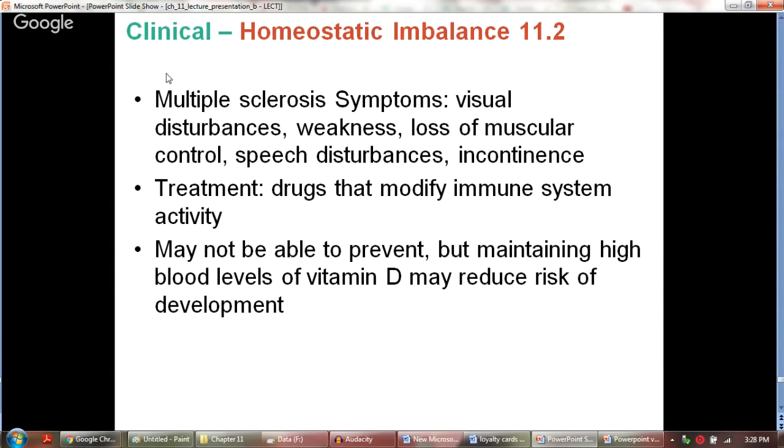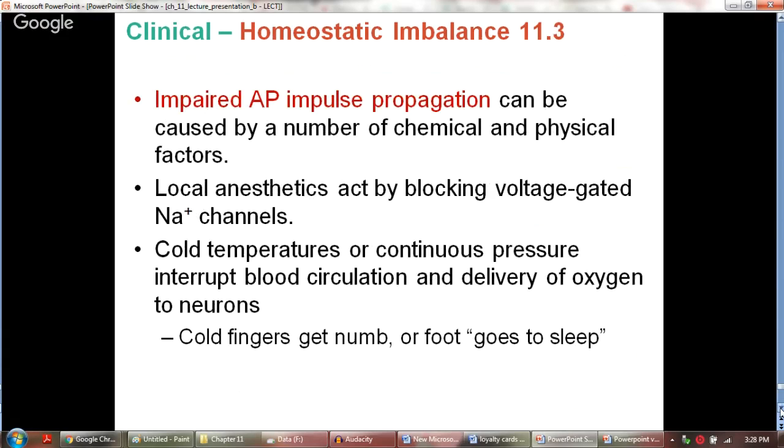The symptoms of multiple sclerosis would be visual disturbances, weakness, loss of muscle control, and so on, and the treatment would be to modify immune system activity, as well as preventable causes, such as maintaining high levels of vitamin D. It's still at a research level with regard to how it prevents the disease.